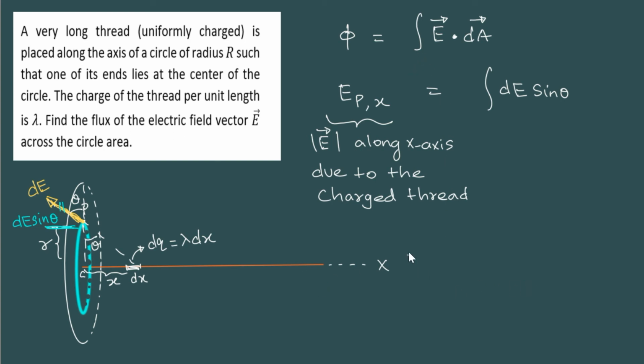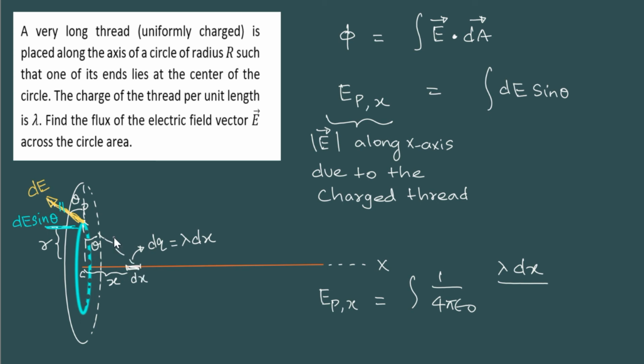Okay, so now let us evaluate this. So E_P x. So what is dE? dE is 1 by 4 pi epsilon naught times the charge of that small piece that we have taken from the thread, which is lambda dx, divided by the distance between the field point where we are trying to get the electric field and the point charge here.